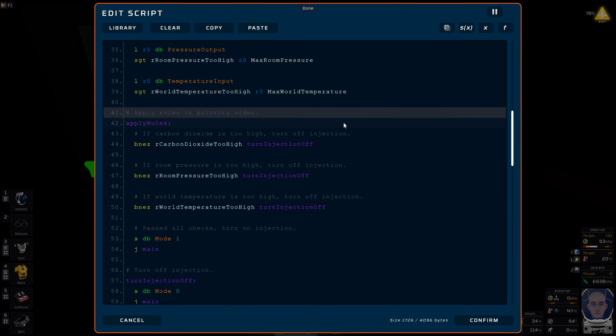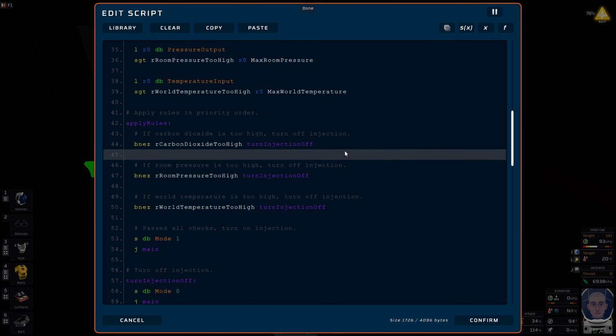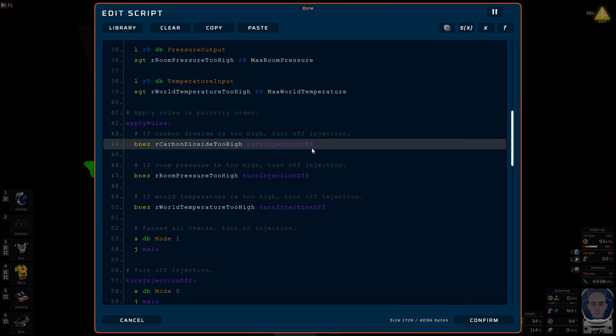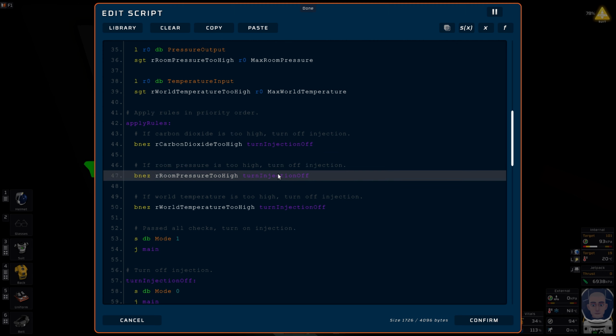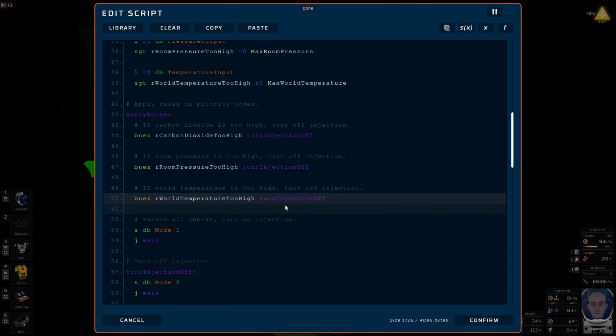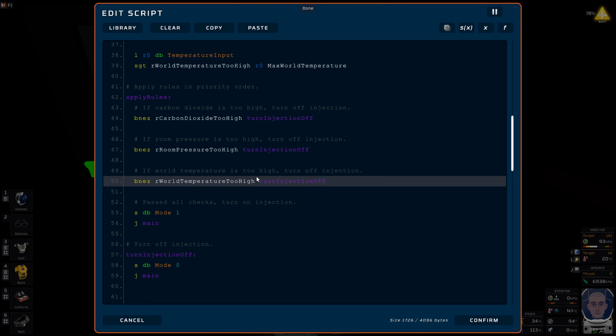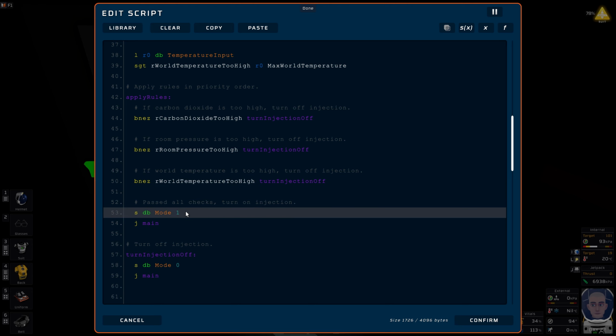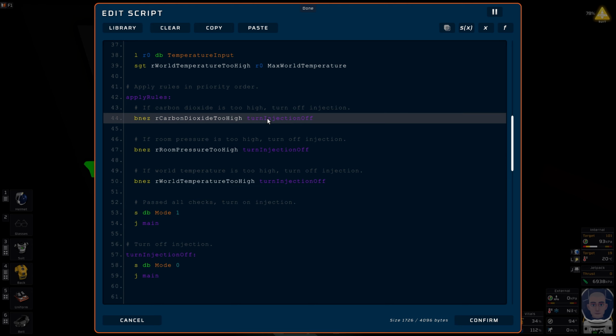The rules are pretty simple. It really doesn't matter what order the rules are in. So if the carbon dioxide in the room is too high, turn it off. Now 5% is kind of low. You may want to turn that up, but that's what I'm using. If the pressure is too high, turn it off. If the world temperature outside is too high, like during the day, turn it off for sure. If none of these rules trigger, turn on injection and repeat.